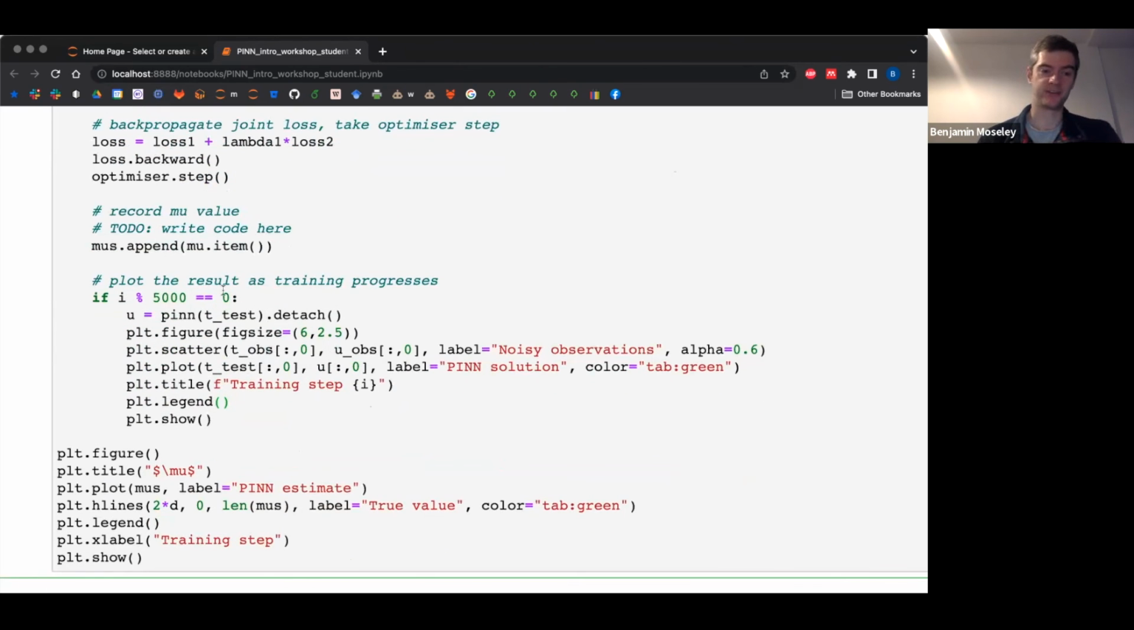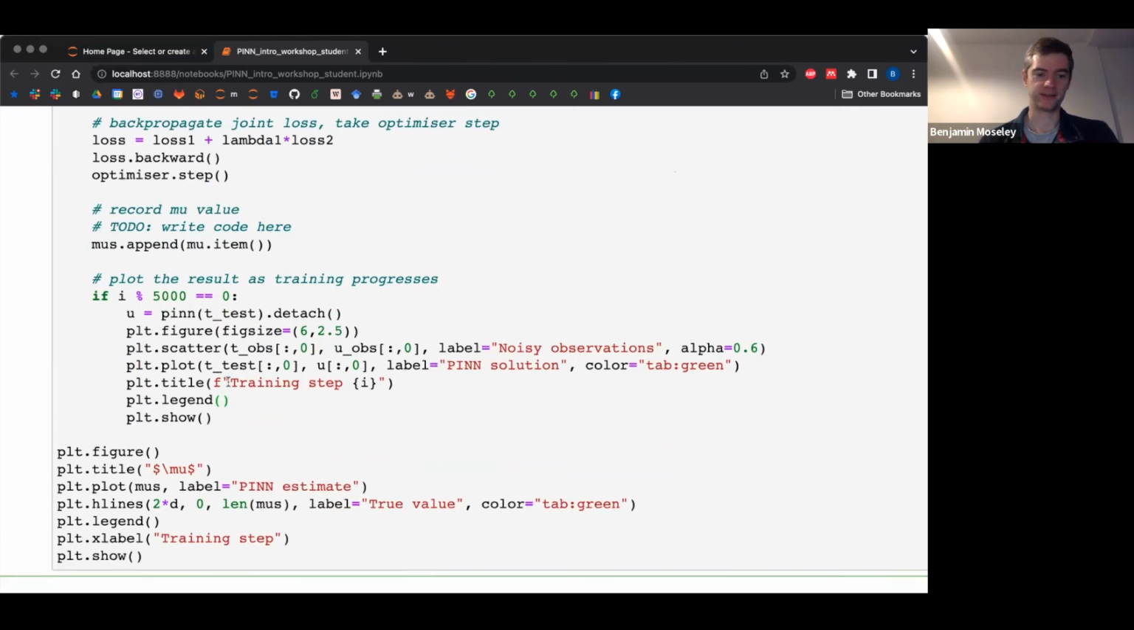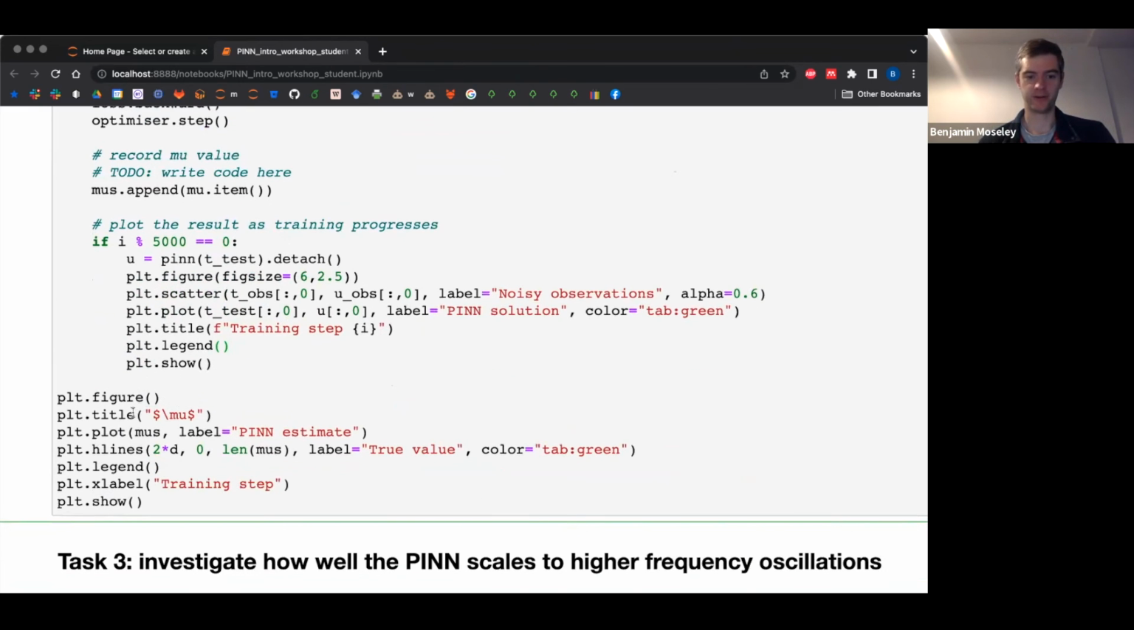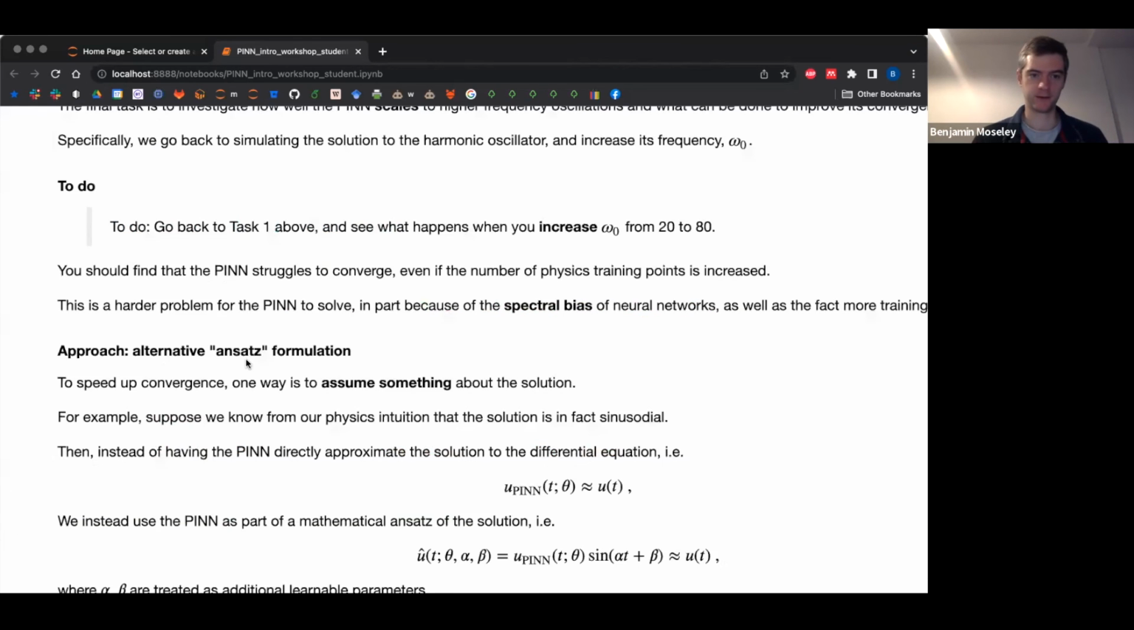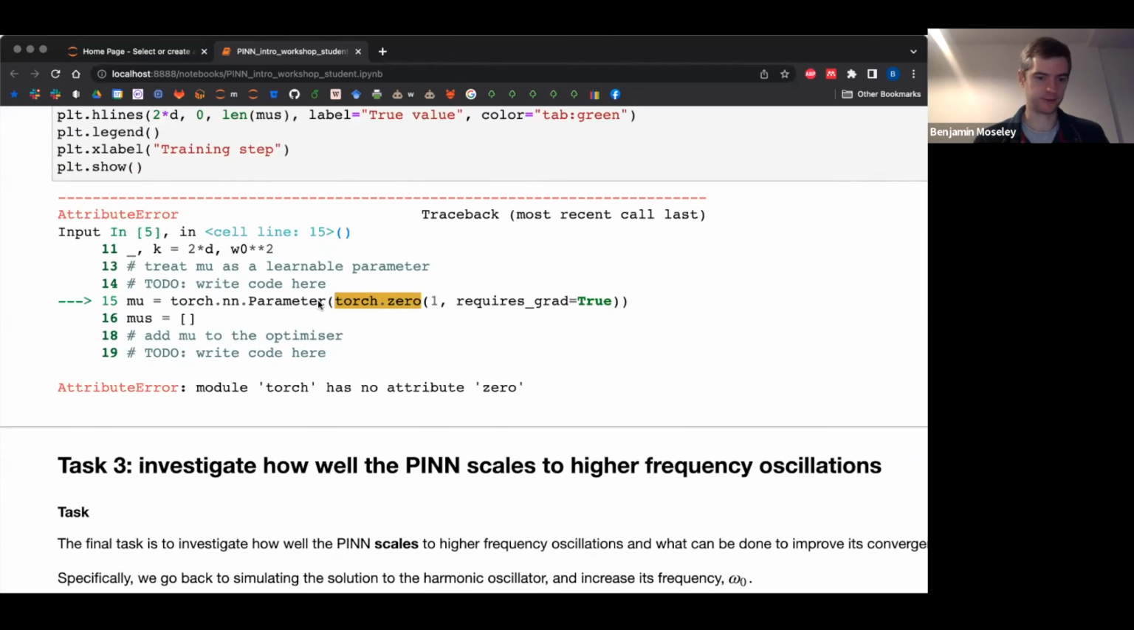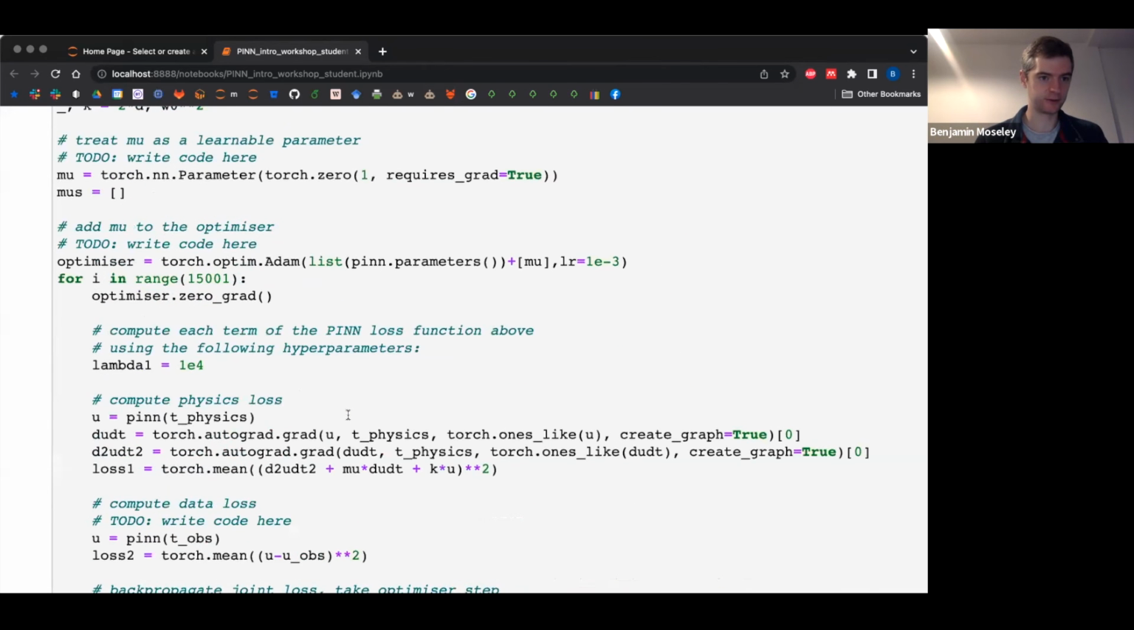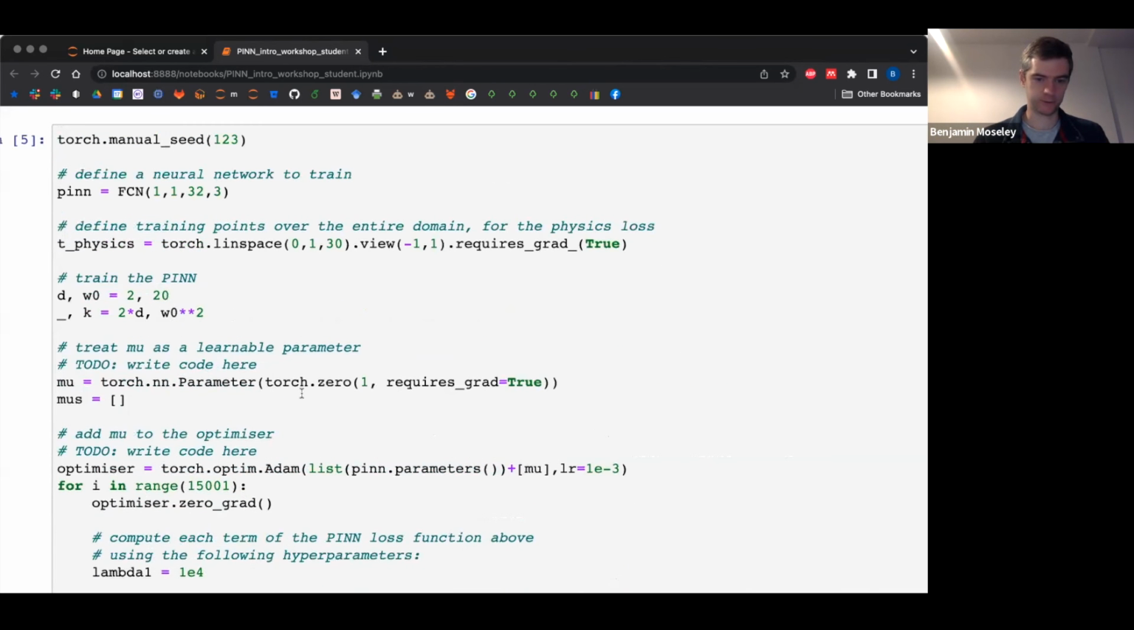So we've set up the optimization loop, and we're just going to plot the result again. And at the end, we're going to show how mu has evolved over training step, and hopefully it will converge to the true answer that we know, which is 2 times d here. So let's see. Okay, so we've got an error here. torch.0. So we need 0, I think. Yeah.